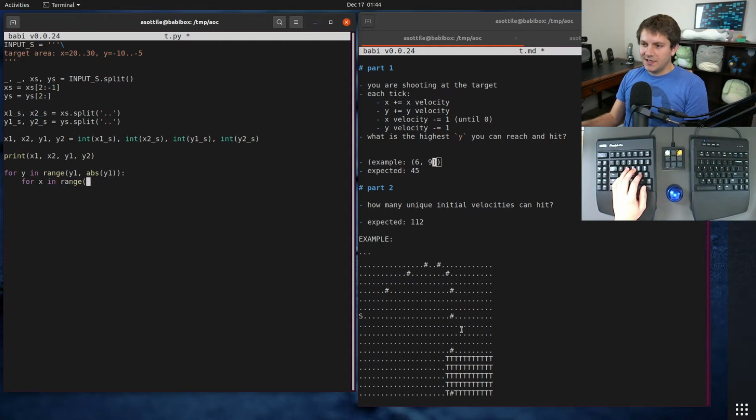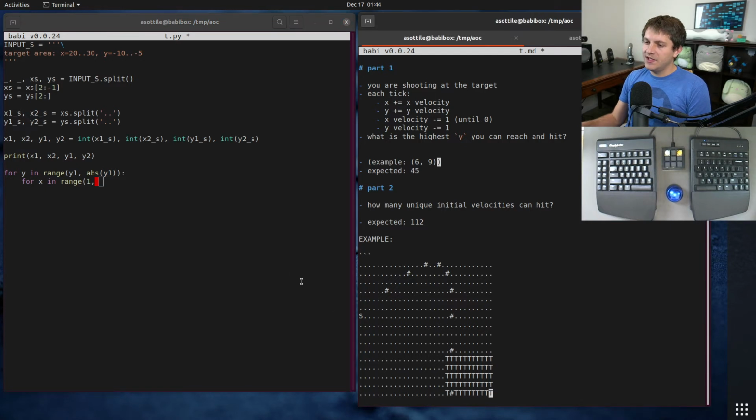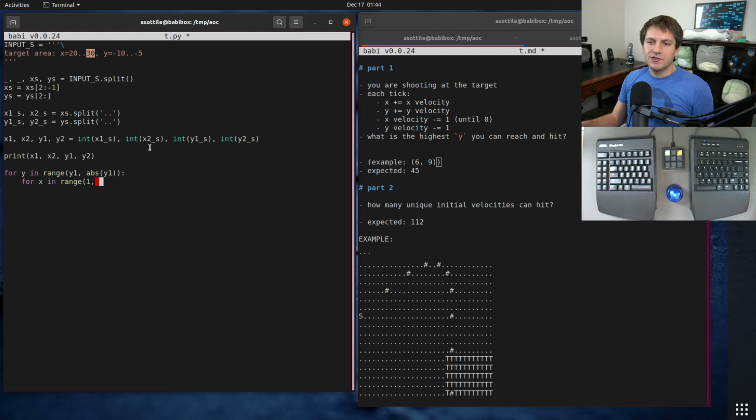For our x velocities, there is a smart lower bound, but we don't have to be super smart here. We can just say the lower bound is 1, even though 1 is never going to work. And our upper bound is reaching this position exactly in one go. And so our max x is going to be this large value here, so x2 plus 1.